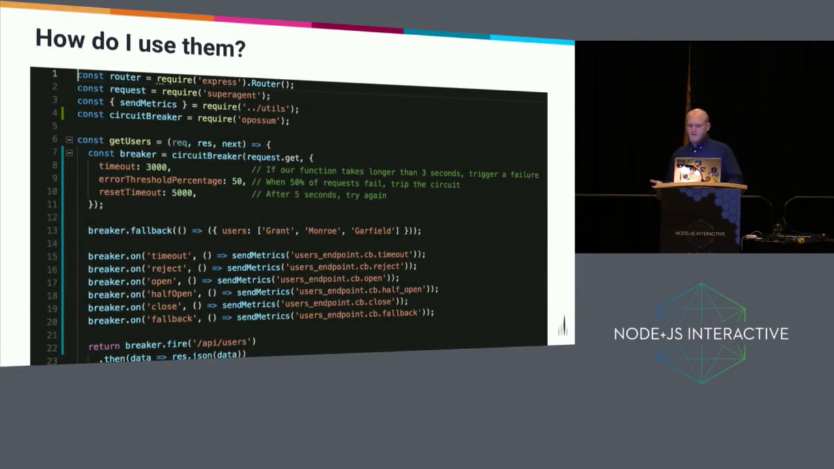So besides the fallback method, we have a variety of events that we can listen to, and again, library dependent. In this case, we're reporting the request successes, failures, and timeouts, and the circuit breaker states to our metrics libraries.